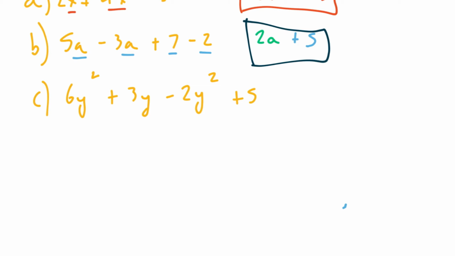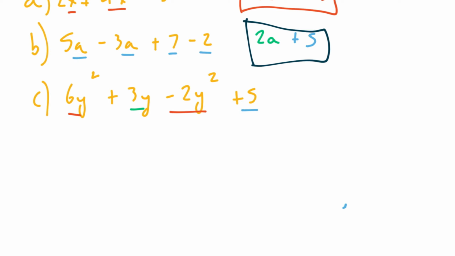Okay, C. This might look a little confusing and hard. Don't be scared about it. It's nothing. Just easy, same as letter B. So 6y squared and negative 2y squared. So y squared, they're like terms. Don't get fooled by the 3y. They are not like terms. So this is 3y, and this is 5, that's just a constant. So we can only do that.